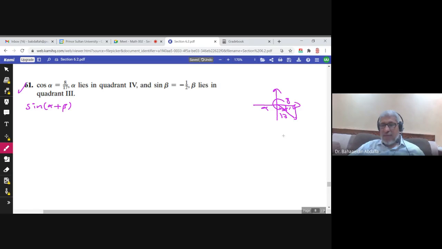How to find it? Square root of 17 squared minus 8 squared. What is the square root of 17 squared minus 8 squared? The calculator says 15. So you write here negative 15, because you are in the fourth quadrant, okay? So what would be sine of alpha plus beta? This is alpha. Let me have another graph for beta.